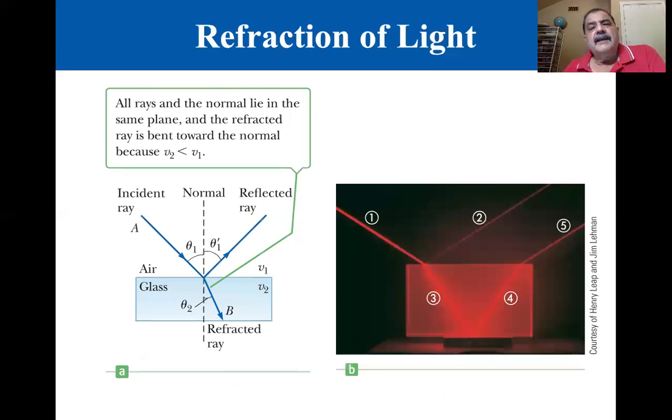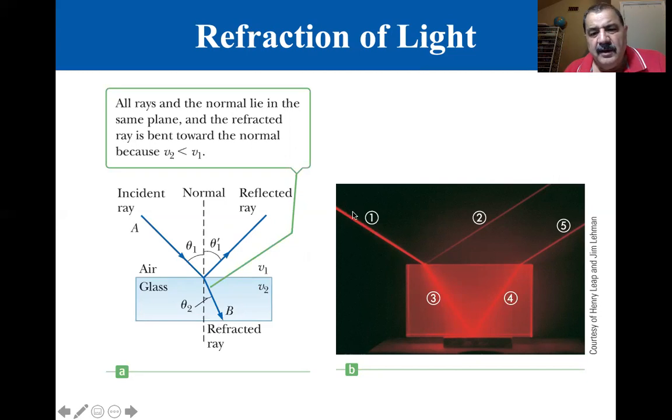Okay, now let's look at refraction of light. All rays and the normal lie in the same plane, and the refracted ray is bent toward the normal because V2 is less than V1. What is V1 and V2? Well, V1 is the speed of light in the first medium, in this case air, and V2 is the velocity of light in the second medium, in this case, glass. So the incident ray comes in, and it hits the glass, and it starts going slower, and so it's refracted, and you get this bending of the light beam.